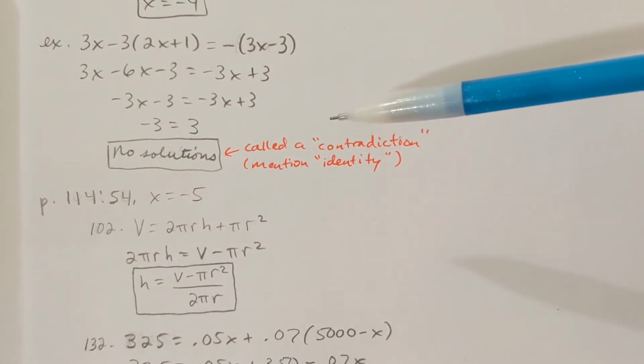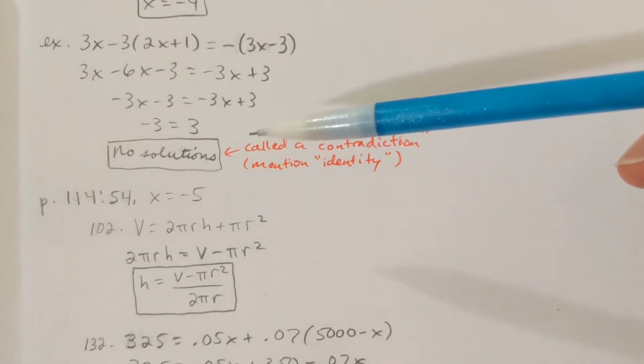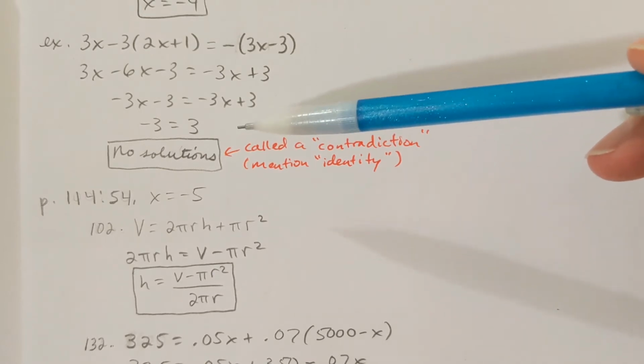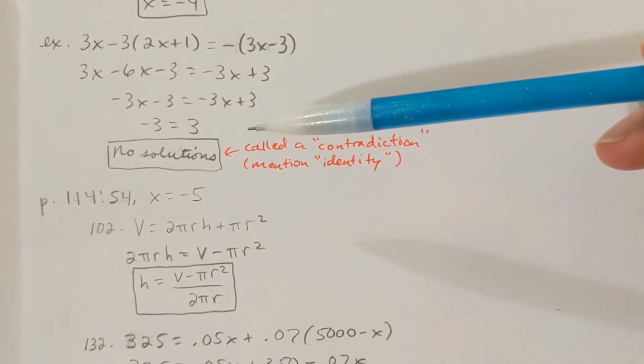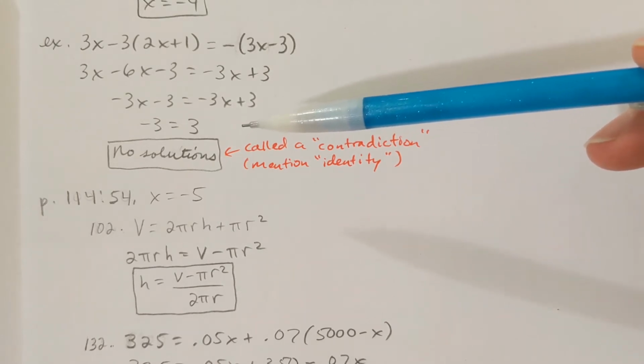We call this equation a contradiction. And a contradiction just simply means that there's no solutions. The variable was eliminated completely, and we end up getting a false statement. Negative 3 equals 3. That's false.